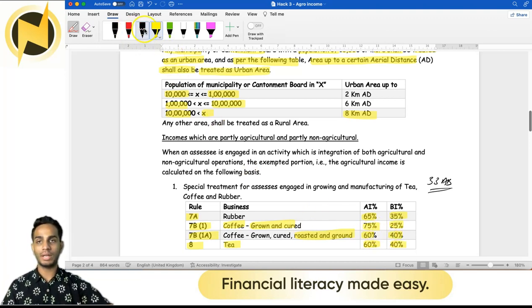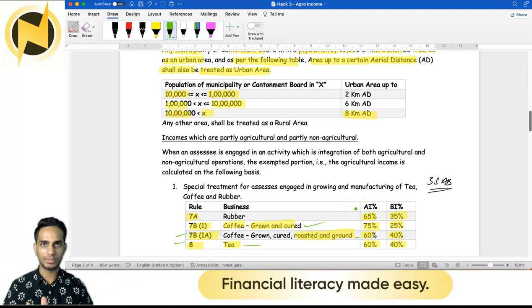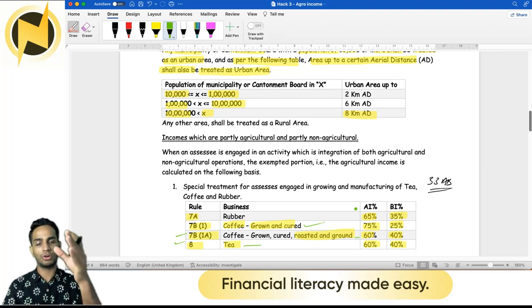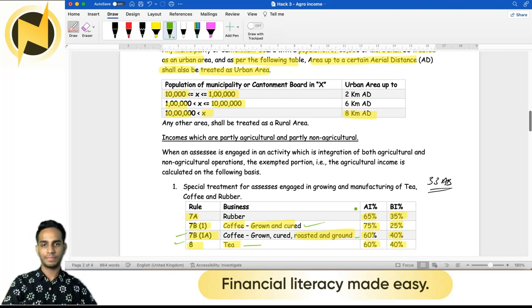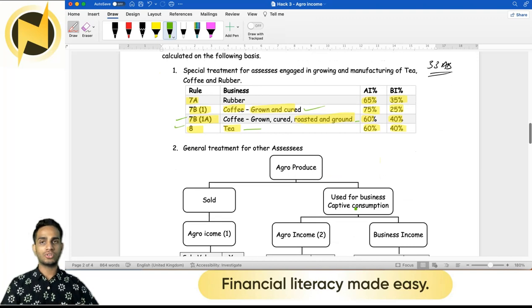So 7B1A and Rule 8, these two are similar. So tea powder, coffee powder. Please keep in mind, powder, 60-40, 60-40. Coffee beans which are grown and cured, 75-25. Rubber, 65-35. Clear? So you take the total income, split it likewise. Alright, so you will get say 2 marks, 4 mark questions wherein you will be questioned about your understanding of this particular area. Yes? So that's all for the special treatment.